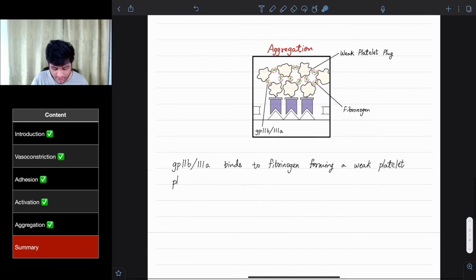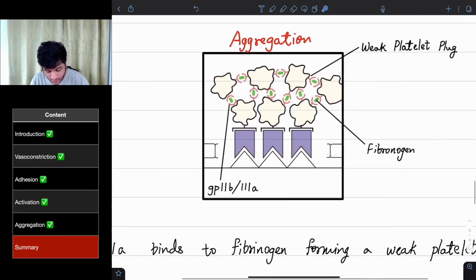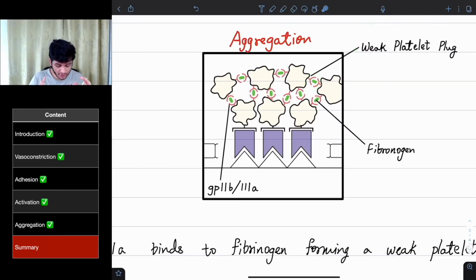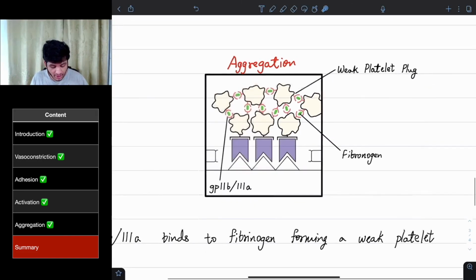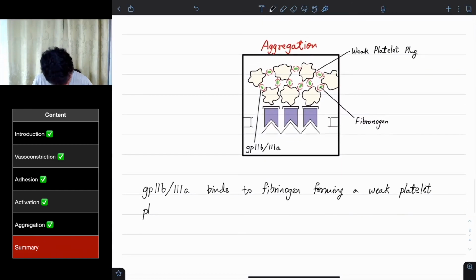The last step, which is aggregation: GP2B3A binds to a plasma protein, which is fibrinogen, and it forms a weak platelet plug, okay? Which is right here. And this weak platelet plug is aggregating. It's bringing all the platelets in the blood around that wound so that it forms that platelet plug, okay? So yeah, I don't know why this got erased. But yeah, that was primary hemostasis.